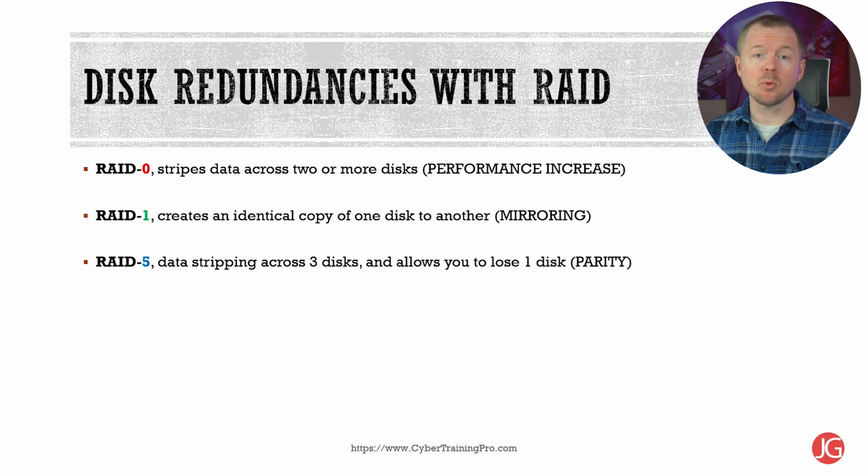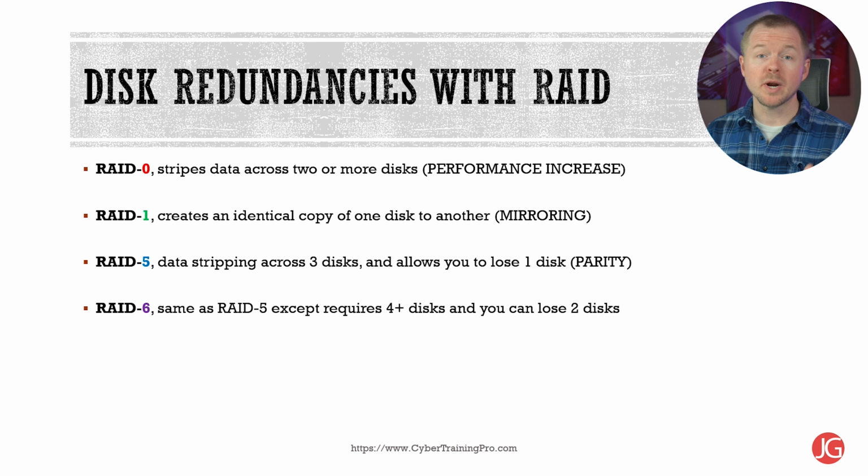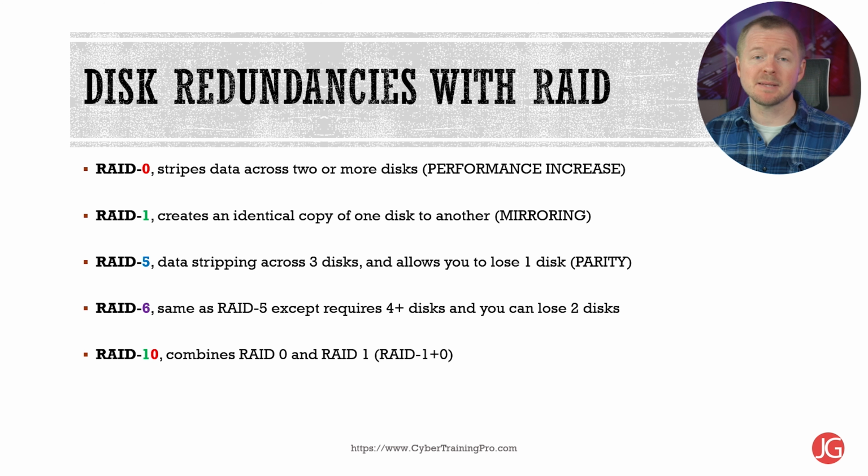RAID 5 is 3 or more disks striped together like RAID 0, but one of the disks has parity information. This means that you can lose one disk and the RAID can still rebuild itself, but if you lose 2, then you're done. RAID 6 is the same as RAID 5, except you can lose 2 disks and it requires at least 4 disks. RAID 10, sometimes written as RAID 1 plus 0, combines the benefits of RAID 1 and RAID 0 by providing mirroring and striping. This requires drives in multiples of 2, so 2, 4, 6, 8, and so on.